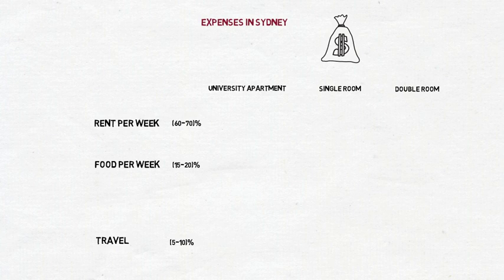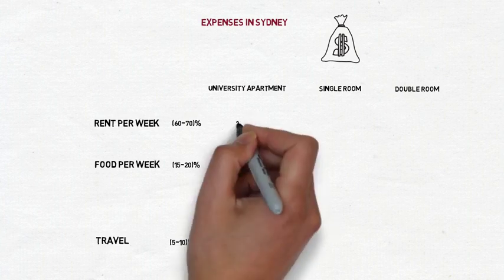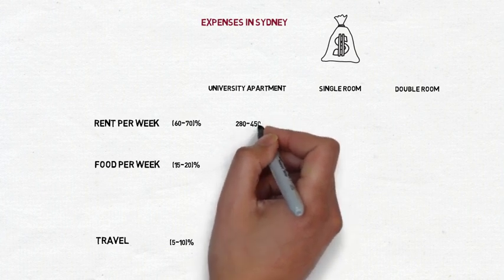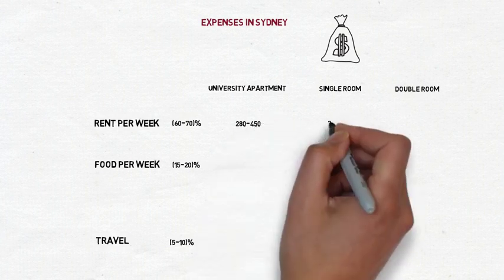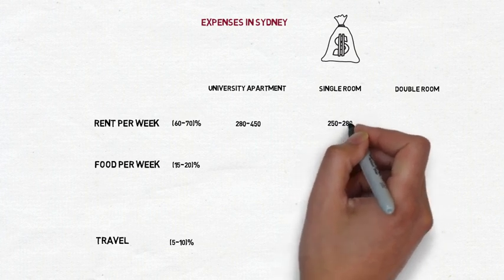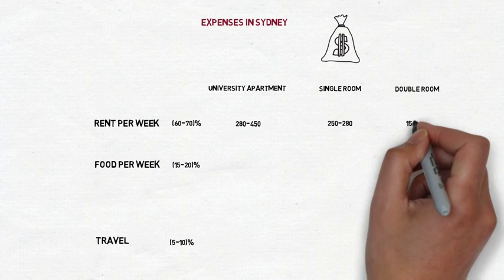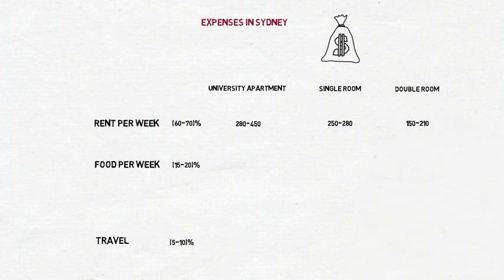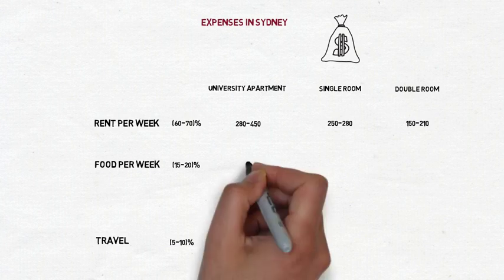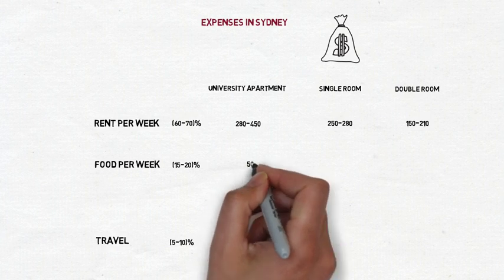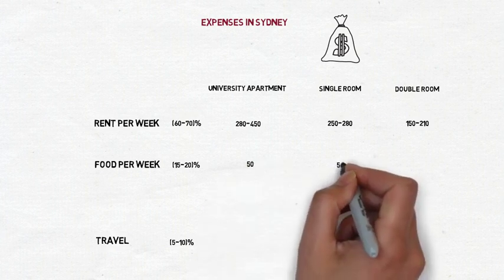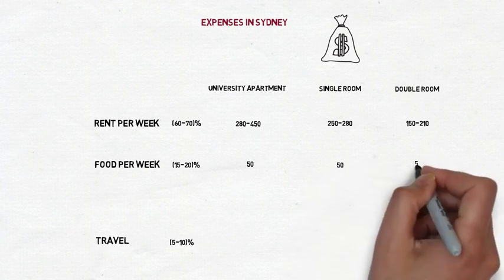Okay, so talking about the rent, if you're living in the university apartment, it costs you around $280 to $450 per week. But if you're living in a single room, it costs you around 250 to 280. And if you're sharing that room with someone else, for example, if you have a roommate, then that's gonna cost you around $150 to $210 per week. And the food, which costs you around 15 to 20%, costs you around $50 per week, and that's for everything. Even if you're living single or double, it costs you around the same.